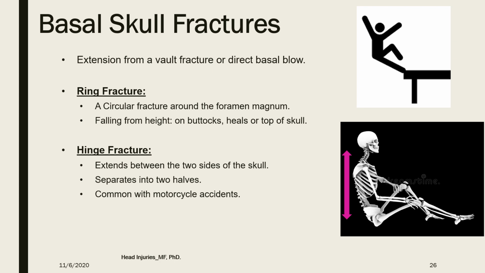The ring fracture happens when a person falls from height on his buttocks or his heels, or he falls upside down and is hit on his skull in an erect position. So what happens is the person falls down, and the reaction of the force is transmitted through the vertebral column and hits against the base of the skull, causing a ring fracture around the foramen magnum.